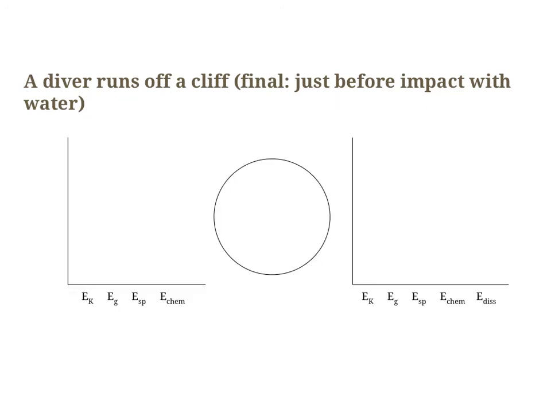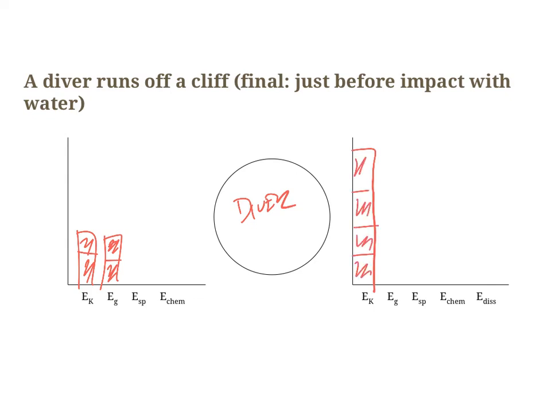So when we go to draw our bar chart this time, I'm going to have kinetic energy and some gravitational energy, and at the end I have just kinetic energy. So in this case, there's no transfer of energy into or out of the system, so there is no work being done here on the diver. So that tells me that when I write my equation, I'm going to have kinetic energy plus gravitational energy equals kinetic energy.